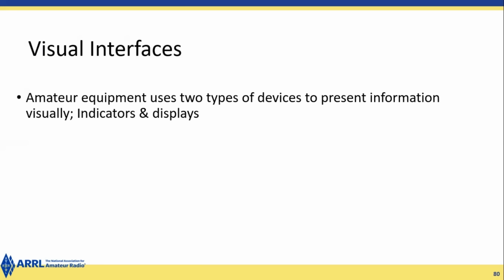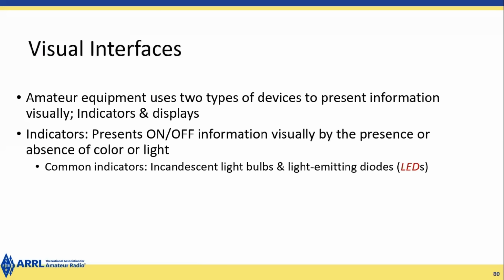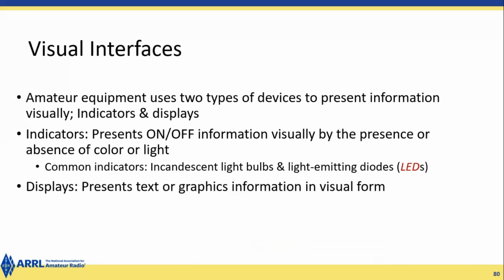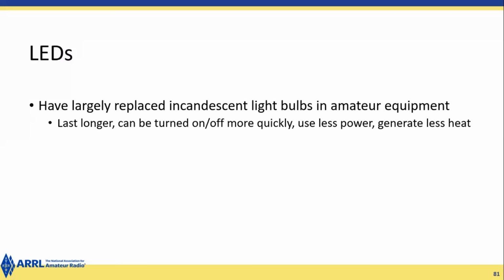Amateur equipment uses 2 types of devices to present information visually, either indicators or displays. Indicators present on-off information, usually by the presence or the absence of light or color. Common indicators include incandescent light bulbs and light-emitting diodes. Displays present text or graphics information in visual form.